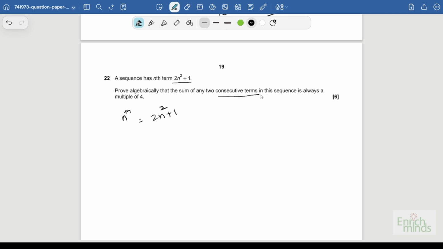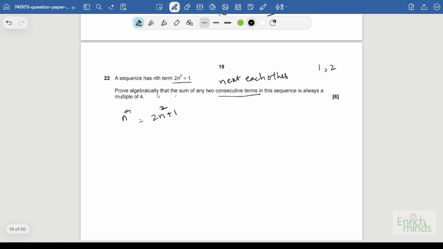Now what do we mean by consecutive terms? The terms which are next to each other are the consecutive terms. Like the numbers 1 and 2 are consecutive, 3 and 4 or 2 and 3 are consecutive. So for the terms in this sequence, it wants us to show that when you add two terms next to each other, the sum of the consecutive terms is always a multiple of 4. The sum has to be a multiple of 4.